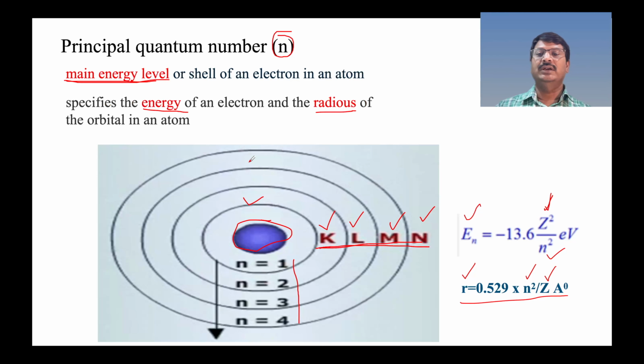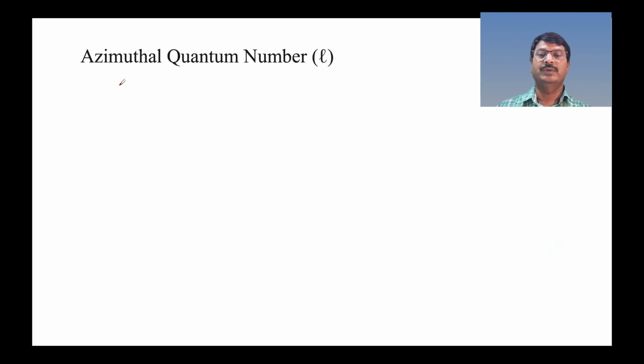So this is about the principal quantum number. It gives the information about the main energy level, that is, where the electron is located, in the main energy level where the electron is revolving around the nucleus. That information you will get by using the principal quantum number.